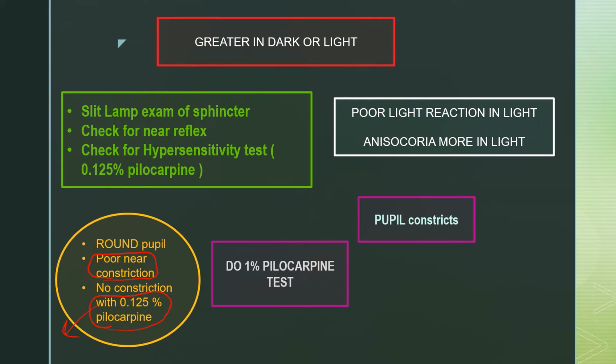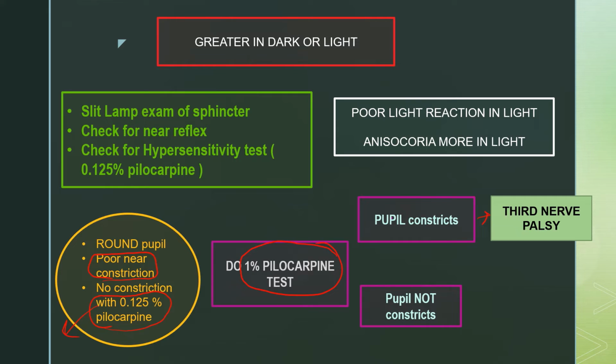In this 1% pilocarpine test, if your pupil is constricting, that means it is the third nerve palsy. So, a third nerve palsy is a problem of the effector, that means the short ciliary nerves. They are not going to come and supply the parasympathetic, the cholinergic activity to the pupil, and the pupil will fail to constrict. But if you supply the cholinergic agent from outside, that is the 1% pilocarpine, the pupil is going to constrict, and that indicates third nerve palsy. Obviously, in third nerve palsy, you will have a lot of other clues as well, like complete ptosis and external ophthalmoplegia.